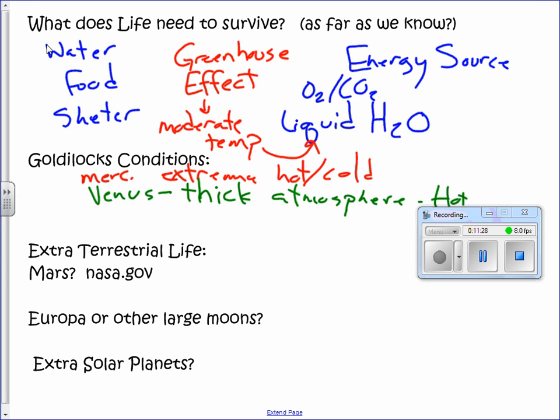Then you've got Earth. And let's go to Mars, and we're going to come back to Earth. What's wrong with Mars? Too cold. It actually doesn't get that hot on Mars. It's too cold. There's also too thin an atmosphere.